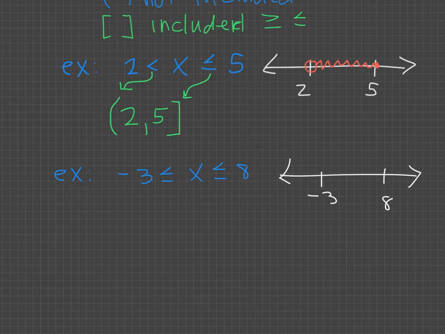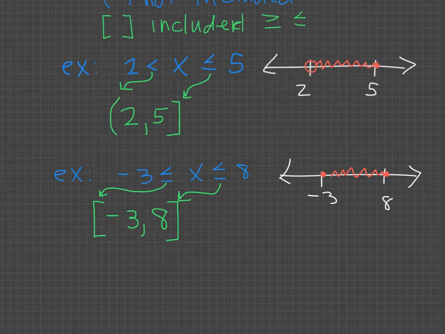For this one, we are including both the -3 and the 8 because both of them are less than or equal to. And so we are including everything in between as well. The interval notation, the smaller number is -3, the larger number is 8, and we are going to use brackets on both sides because we've got less than or equal to for both of those.